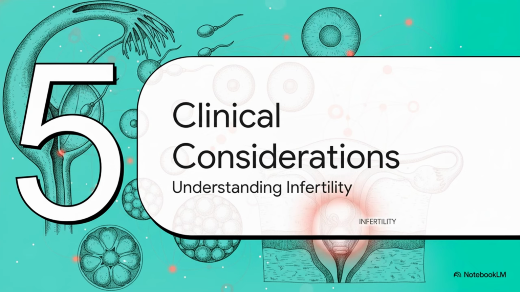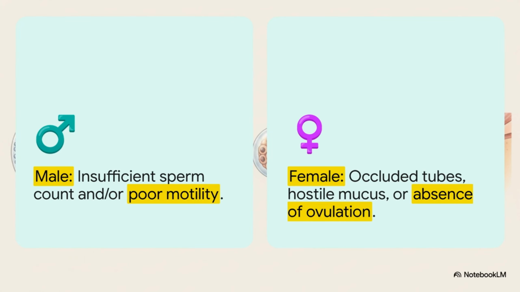Well, any disruption can lead to problems with conceiving, which is what we call infertility. Now, infertility isn't a one-sided issue. It can come from factors in either partner. On the male side, common problems are things like not having enough sperm or the sperm not being able to swim well. For females, the causes can be anything from blocked uterine tubes, which can happen from things like pelvic inflammatory disease, to problems with ovulation or even an immune response against the sperm.